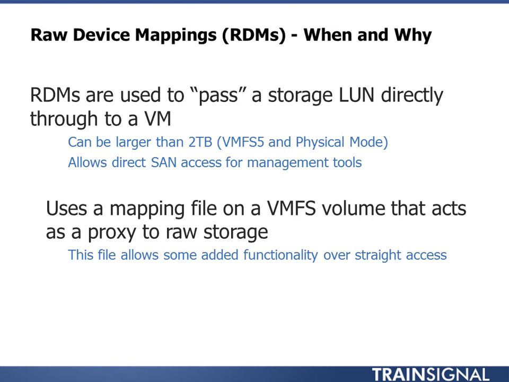It uses a mapping file on a VMFS volume that acts as a proxy to raw storage. And this file allows some added functionality. Basically, there is a LUN that gets passed to the VM. Then you have a mapping file on another VMFS volume, so you have to have a VMFS volume, obviously. Depending on the mode of the RDM, it lets you do some things like snapshots. That's the main one. It lets you do things even though it's a raw mapping. Not something I recommend you use often, unless you have to.